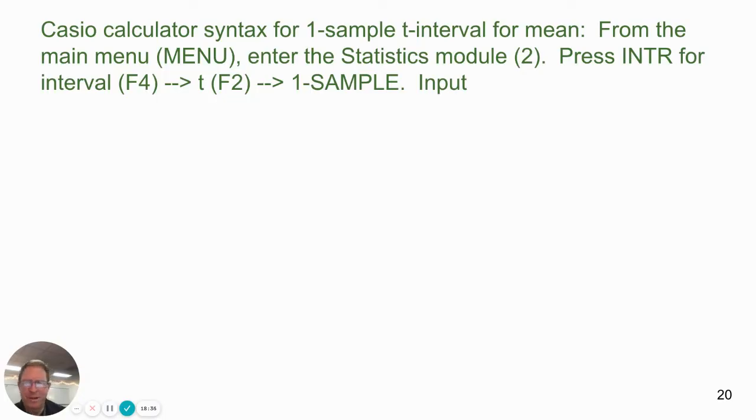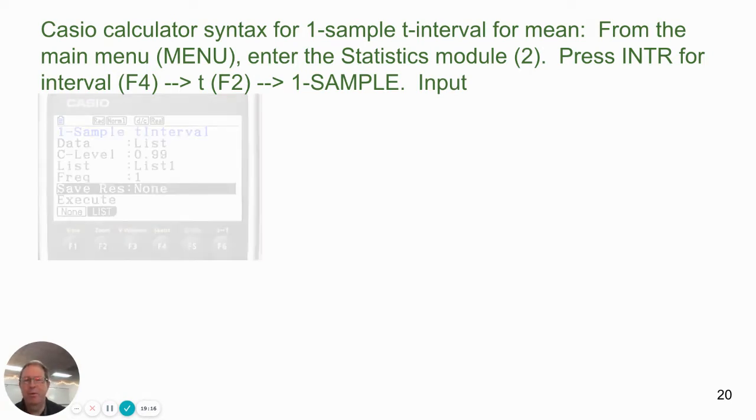Now, here's where I want everybody to get out their calculator. Pause right here if you don't have your calculator. So let's go through this. The Casio calculator syntax for a one sample t interval for the mean. Here we go. From the main menu, enter the statistics module, that's number 2. Then press INTR, that's for interval, button F4. Then press T because this is a T interval, that's F2. And then press one sample because we're given one sample.